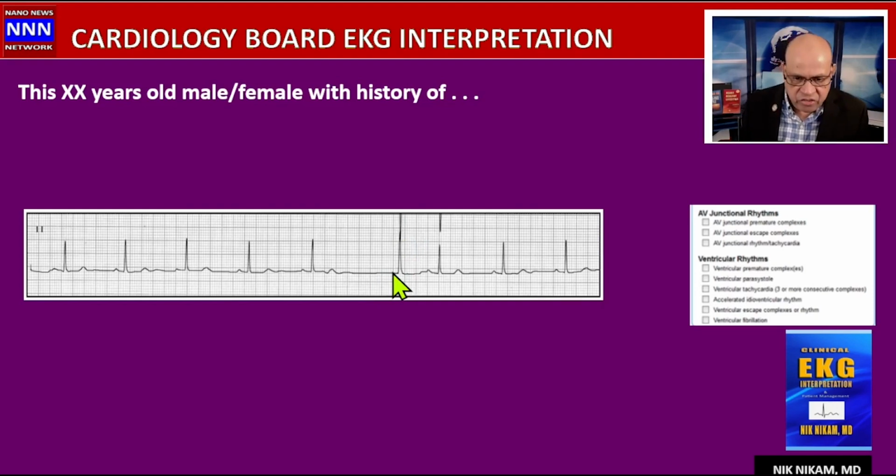Is it AV junctional? Perhaps, yes. It could be junctional rhythm. Could it be His bundle? We can't say by surface electrocardiogram. But what caused this pause?